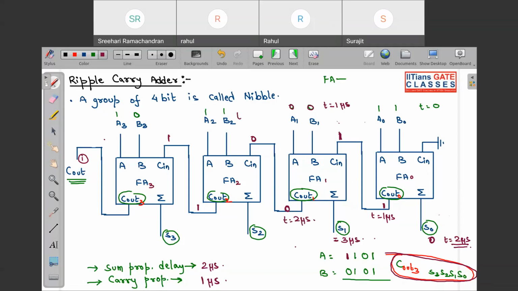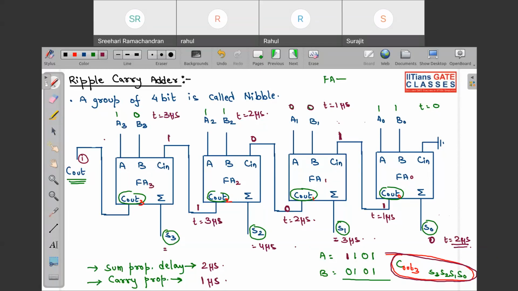So at t equal to 2 microseconds, this full adder 2, all the inputs will be available. Okay, at t equal to 2 microseconds, all the inputs are available. So this will be what? After 2 more microseconds, this S2 will be generated. So that will be 4 microseconds. But look, at t equal to 3 microseconds only, this C out will be generated. And at t equal to 3 microseconds only, all the inputs of this third full adder, FA3, will be available.